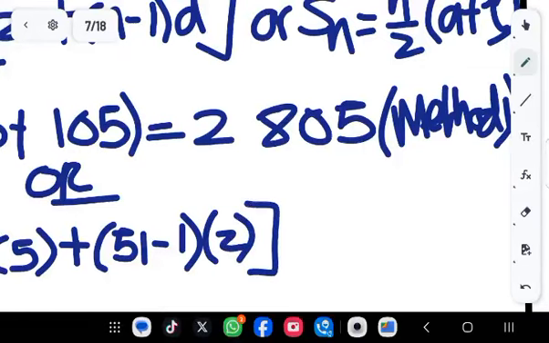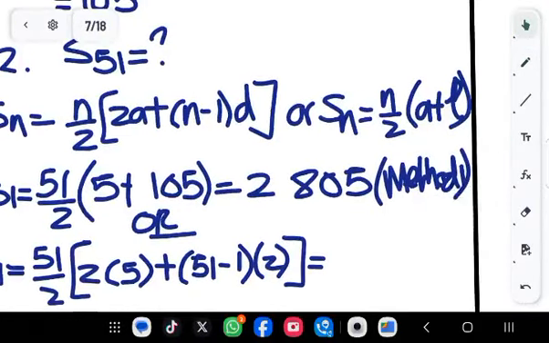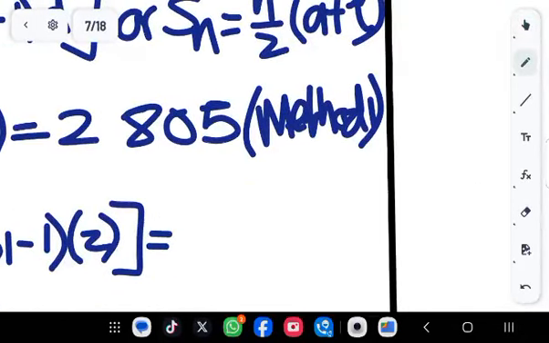Then put a square bracket. Now take out your calculator. We go common fraction button, 51 at the top, downward arrow to right arrow. Open bracket 2, another open bracket, 5, close bracket, plus open bracket 51 minus 1 close bracket, open bracket 2, close bracket, and then another close bracket for this one, and that gives us 2,805.